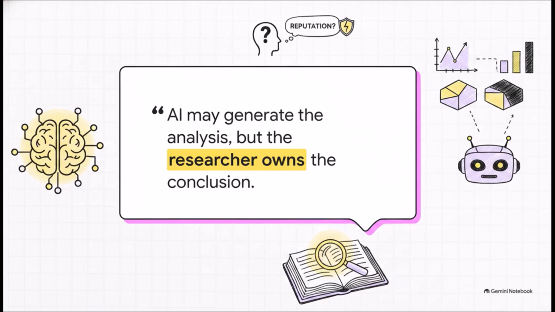So as we integrate these incredibly powerful systems into our daily work, I'll leave you with this question to chew on. If an AI creates a beautiful, perfectly formatted graph that fundamentally misrepresents your data and you publish it, whose reputation is actually on the line?